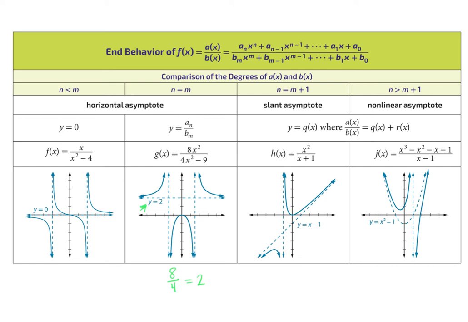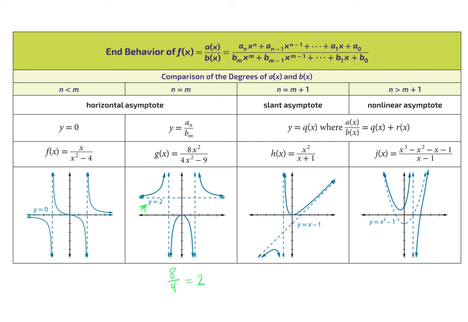When you have something like this, you're going to draw your verticals from how you found those, and then you're going to find your horizontal saying, hey, do I have a shortcut? Is it bigger on the bottom? It's going to stay at the x-axis. Are they the same? I'm going to create a ratio between those numbers in front of my leading coefficients, right? Then we have some special cases at the end here.